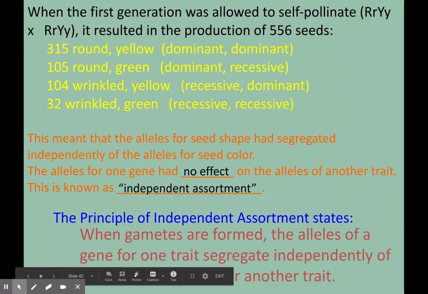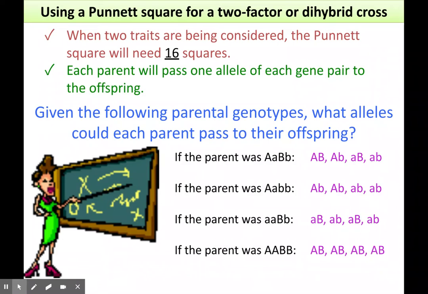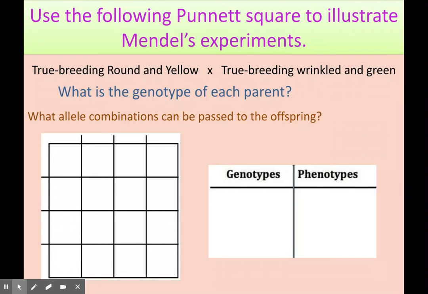So when he crossed two heterozygous plants, he got lots of different variants. Round and yellow, round and green, wrinkled and yellow, and wrinkled and green. But you can see the recessive of both traits had very few compared to the others. So when we do these Punnett squares, we're actually going to have multiple boxes. So let's take a look.